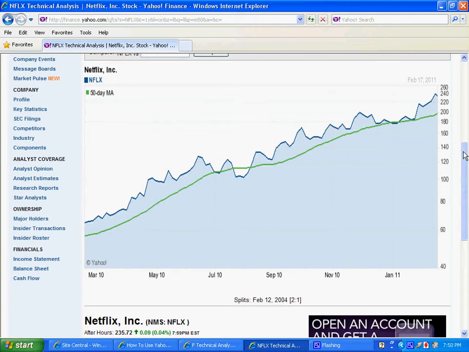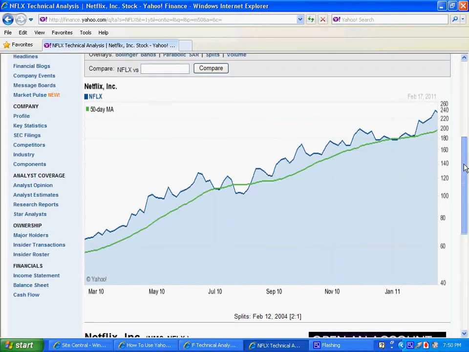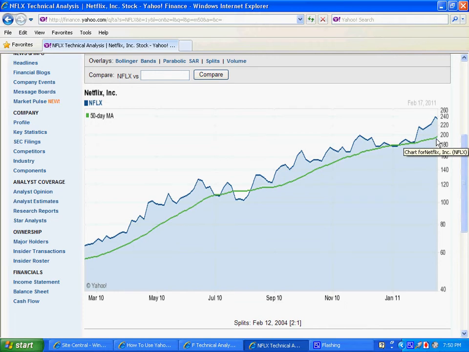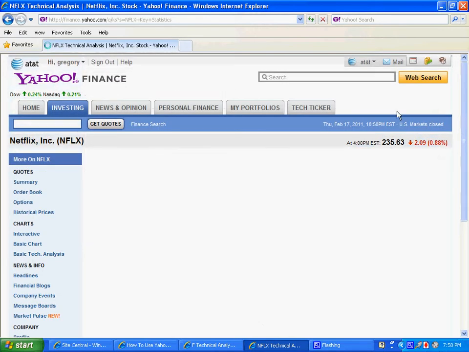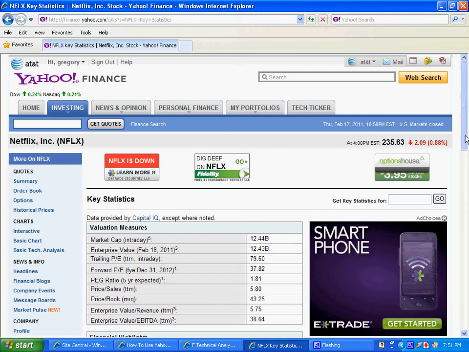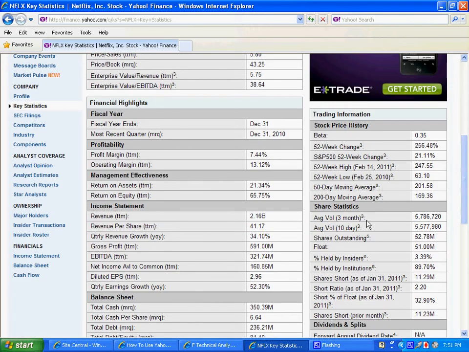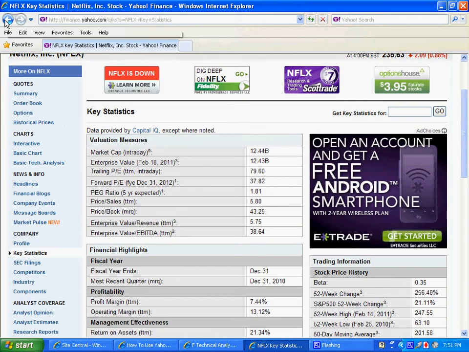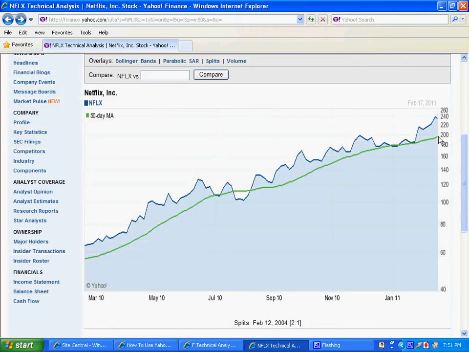Now, the way you tell exactly what this number is at any given point in time is you click on Key Statistics. When I click on that, as I scroll down, there'll be an entry here that says 50-day moving average. So I know that that number is 201.58 exactly. That's important because what if I thought that number was 195 and I'm sitting here waiting for it to get down to 195? It comes down to 201, turns around, and I miss the trade. So that's how you can tell exactly what that number is.